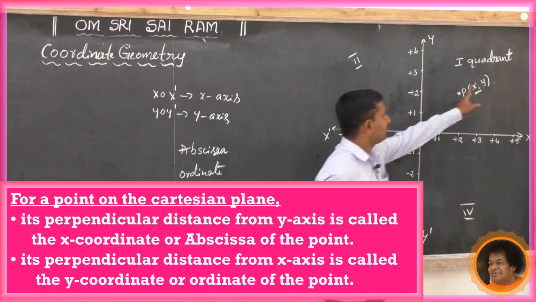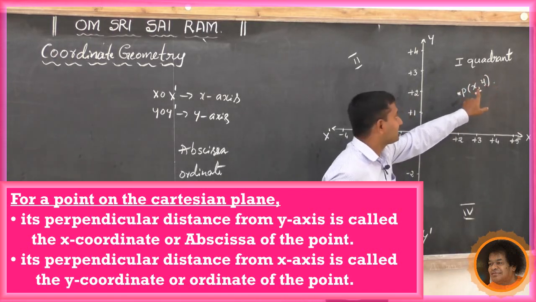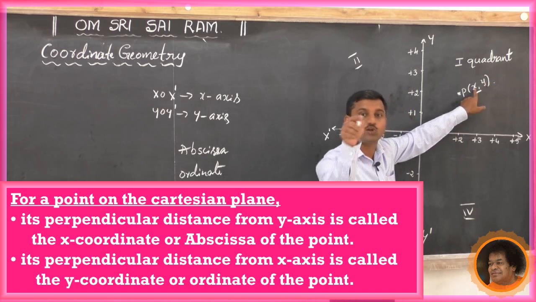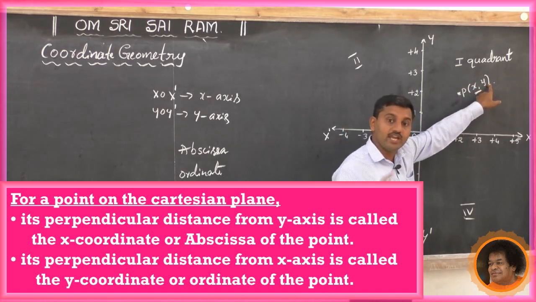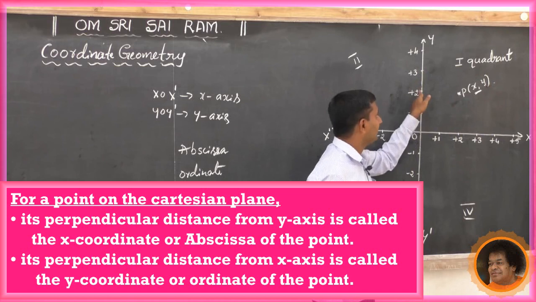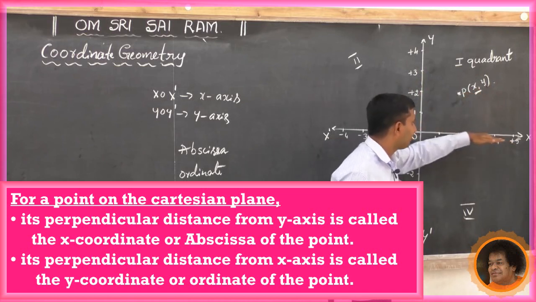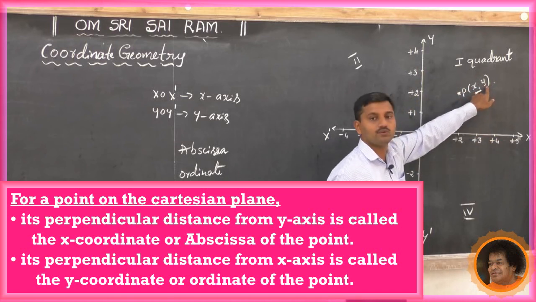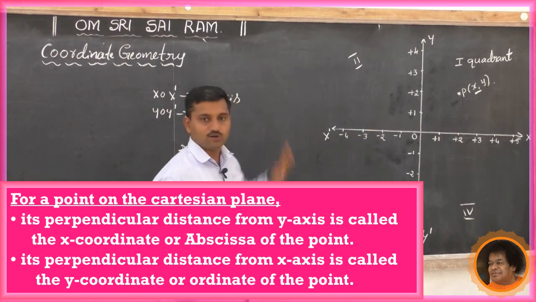What does it indicate? X comma y. What are x and y? X means the x coordinate or abscissa. Y is the y coordinate or the ordinate. The perpendicular distance from the y-axis is the x coordinate. The perpendicular distance from the x-axis is the y coordinate. P of x comma y.